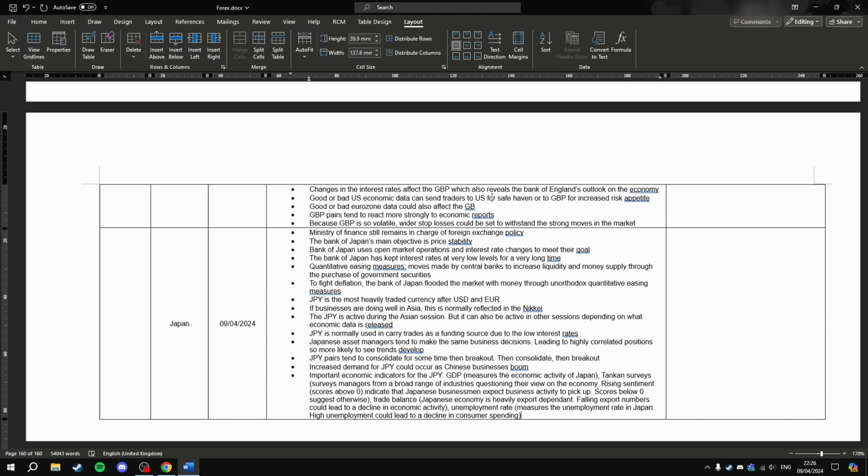So if consumers are spending less, then the economy is not going to be good. So if the economy isn't going to be good, then foreign investors are less likely to invest in that economy. Therefore, it could lead to a weakening of the JPY against other currencies.